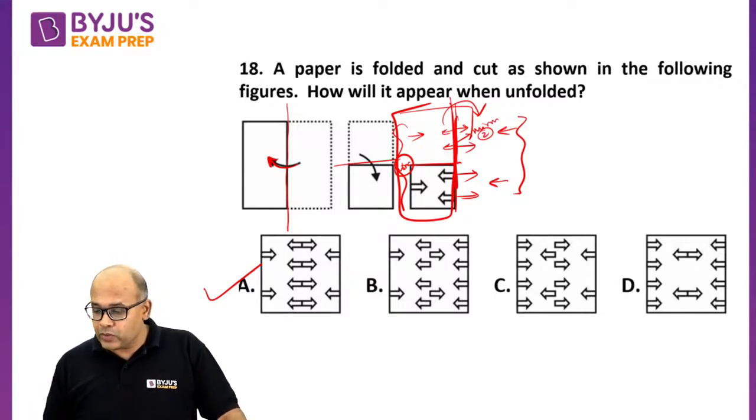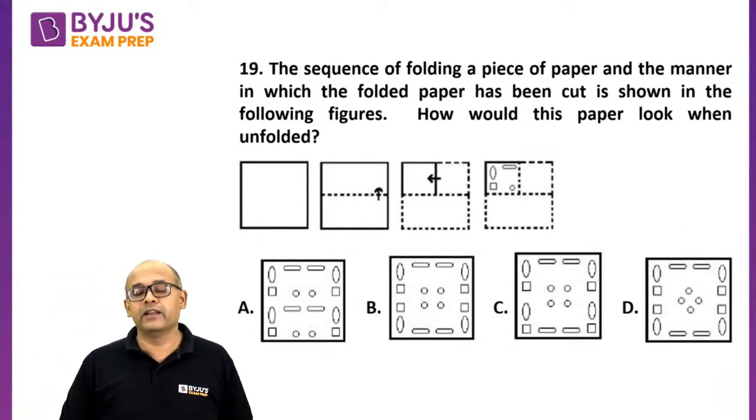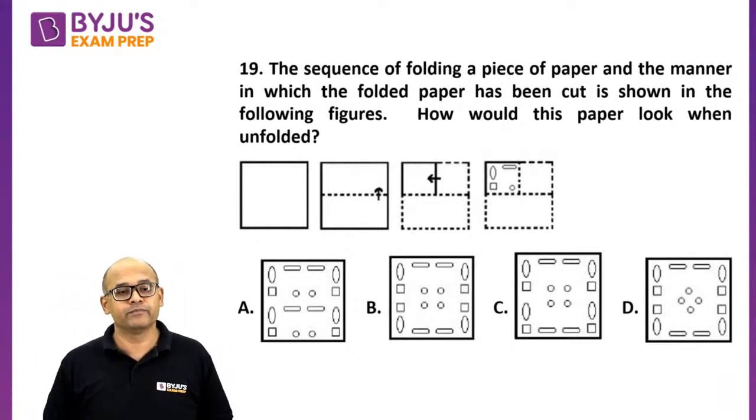Four arrows are opening towards the edge only. Yeah, so anyway, D is incorrect. Okay? Let's move on. Okay, take a look at this question. Again, same folding and unfolding.